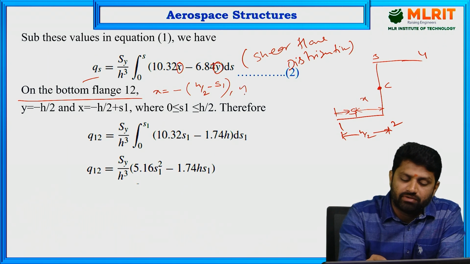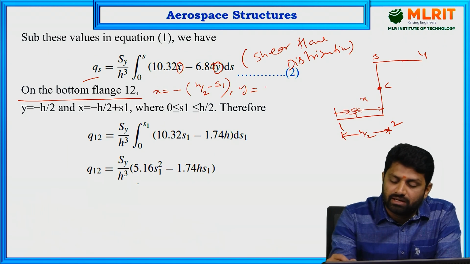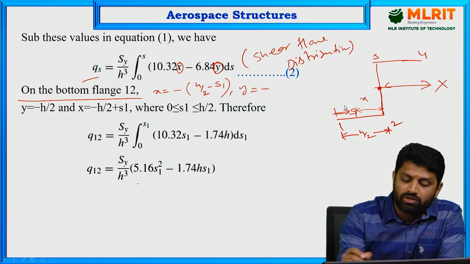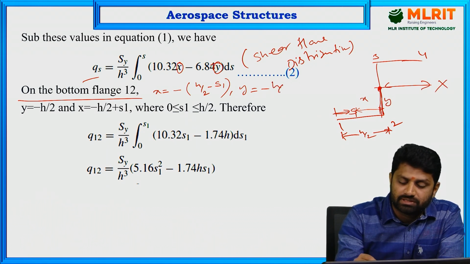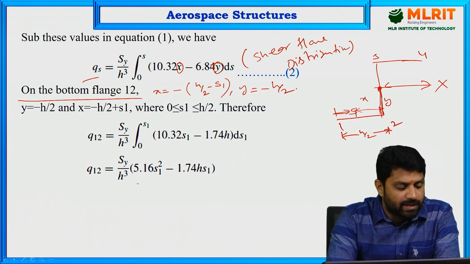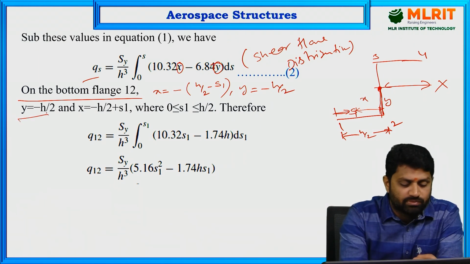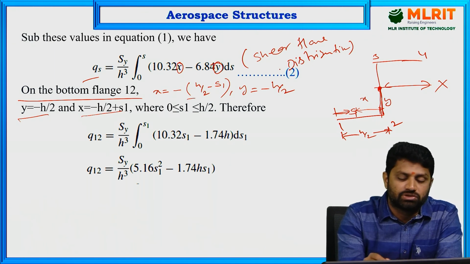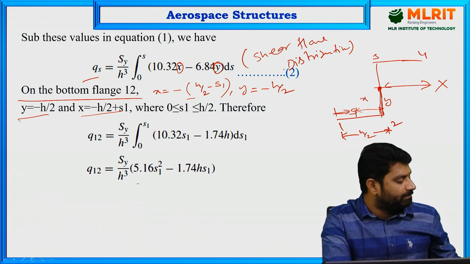And for y, what do you substitute? Y is nothing but, again, even if you consider the distribution s, from here to here it is a constant distance. So straight away y you can consider it is below the x-axis, because this is the x-axis. So below the x-axis, from here to here is nothing but y distance. So y you can consider straight away minus h by 2. So here y equals minus h by 2 and x equals minus h by 2 plus s1 from this one. So these two you need to substitute in equation 2 over here.